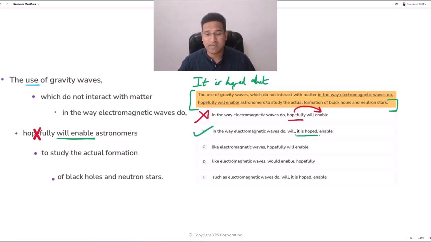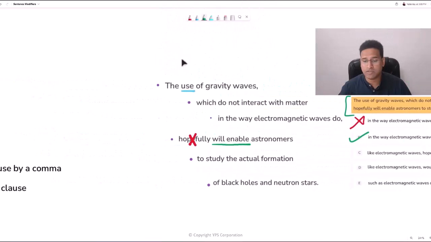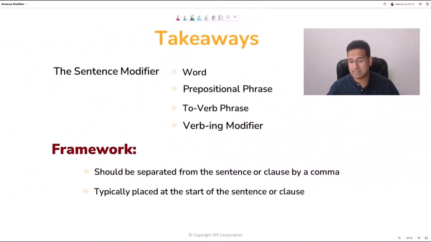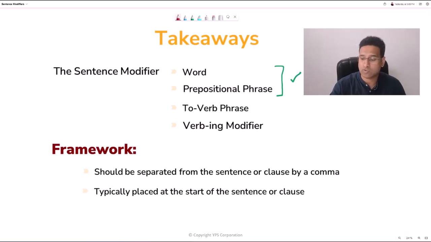Let me quickly summarize the takeaways from our session today. Today, we looked at the sentence modifier. We saw that a sentence modifier can be found in the form of a word, a prepositional phrase, a to-verb phrase, or a verb-ing modifier. On the GMAT, we have seen sufficient examples of the first two, but when it comes to to-verb phrases and verb-ing modifiers, so far we do not have any official evidence pointing towards these being tested in actual official SC questions. But keep an open mind, you never know.